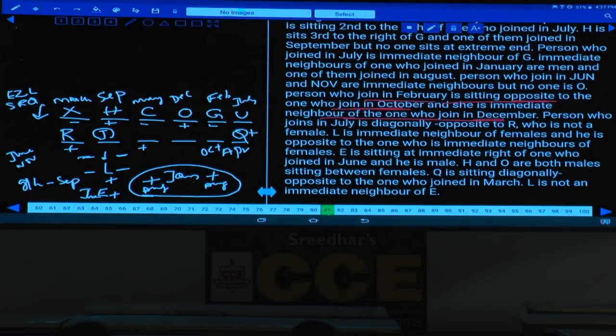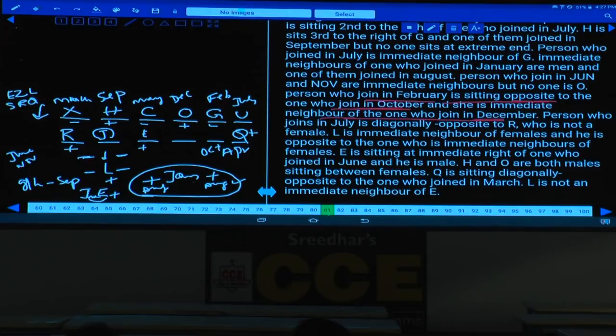And if Jan is here, one of these two persons must be August. The immediate neighbor of this person is August, and at the same time, E is to the immediate right of June. As E is to the immediate right of June, E must be at this place, isn't it? If you take E here, then this person must be June, isn't it? If this is June, then what is left over here? June and E. E must be at this place.